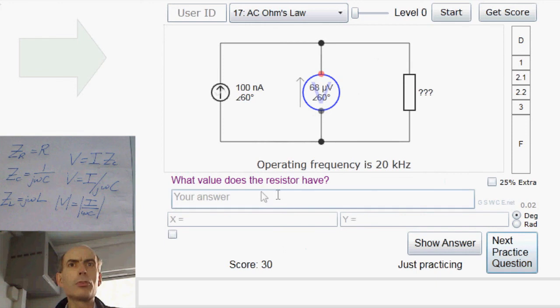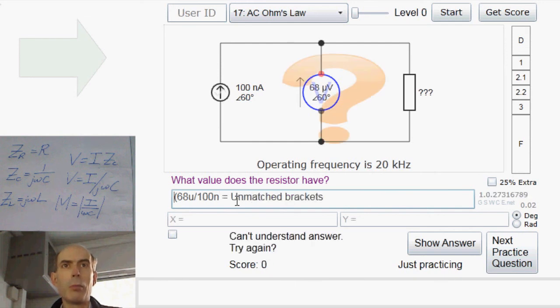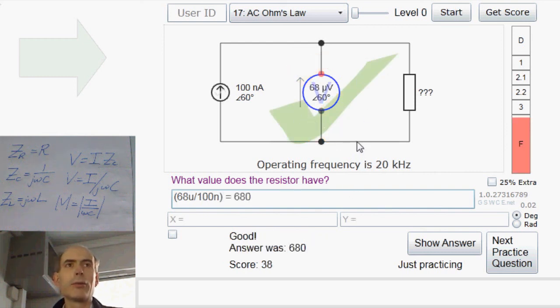See if there's any other ones. Oh, one other thing that I was going to mention, changed since last term, is that if you type in a syntax error, for example, I could type in here 68 microvolts divided by 100 nanoamps, and that is a syntax error because they're unbalanced brackets. But that is no longer marked wrong. That is now marked can't understand, and you don't get an automatic halving of the score if you put a syntax error like that. Now it gives you another chance to get it right.